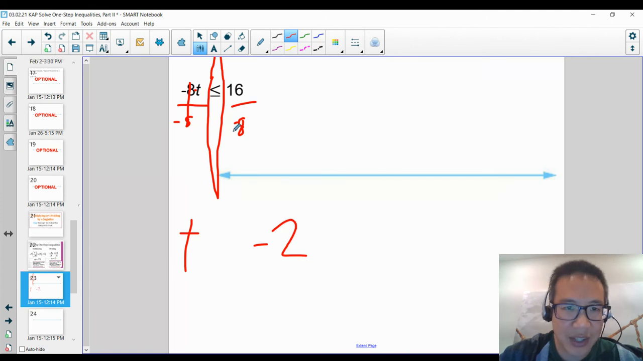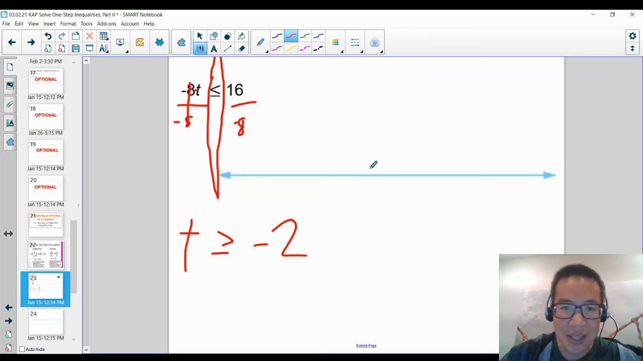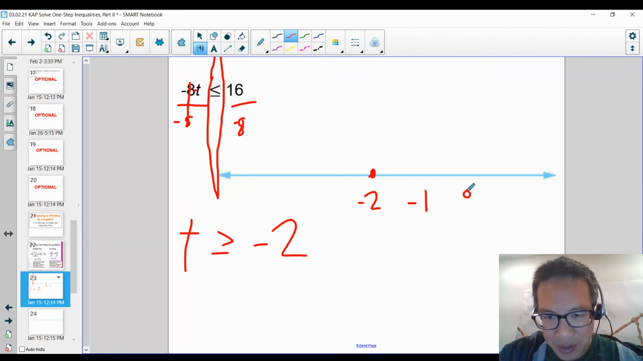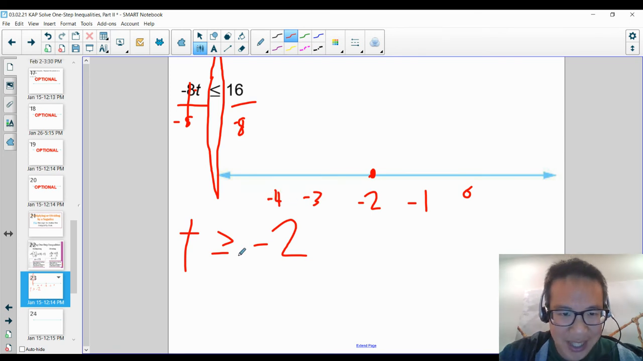Do I flip the sign? Yes, from less than or equal to greater than or equal to. So let's graph this. We know it is going to be a closed dot because it can equal negative 2. Let's put our numbers: negative 1, 0, negative 3, negative 4, because remember, a number line goes from least to greatest. Name a number that is greater than or equal to negative 2. So I shade to the right.